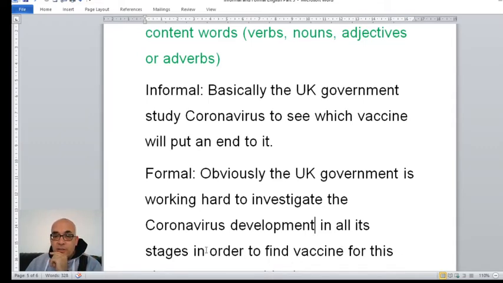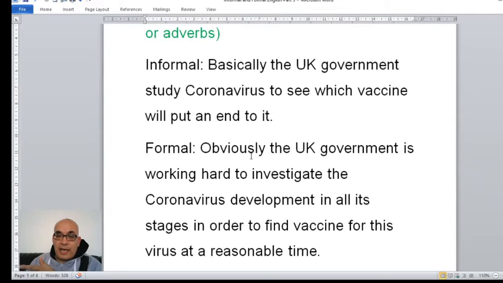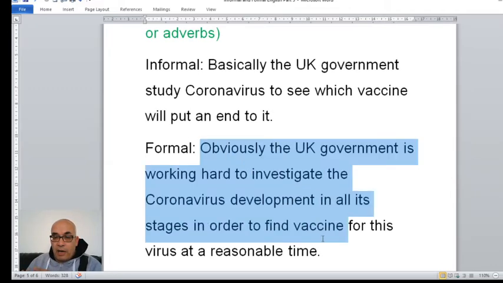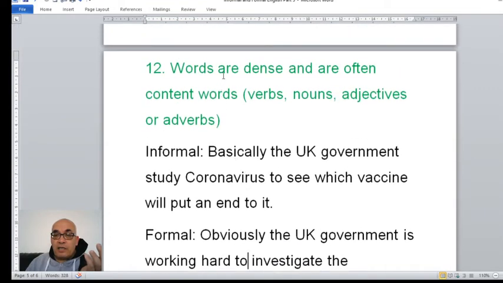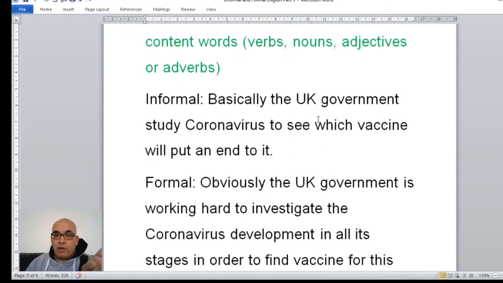In all its stages, in order to find a vaccine for this virus at a reasonable time. So as you can see, instead of put an end to it, which means finish it, I'm using find a vaccine for this virus at a reasonable time. So as you can see, in this sentence, which is formal, I'm using a lot of, as we say here, dense words. Words are dense. Which words are dense? If you look here, this is an adverb, this is one, noun 2, 3, 4, 5, 6, 7, 8, 9.